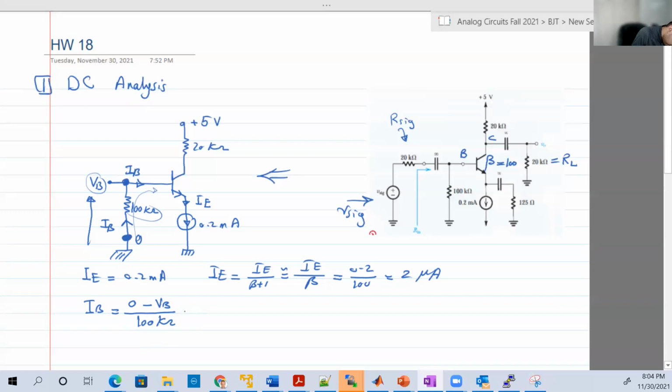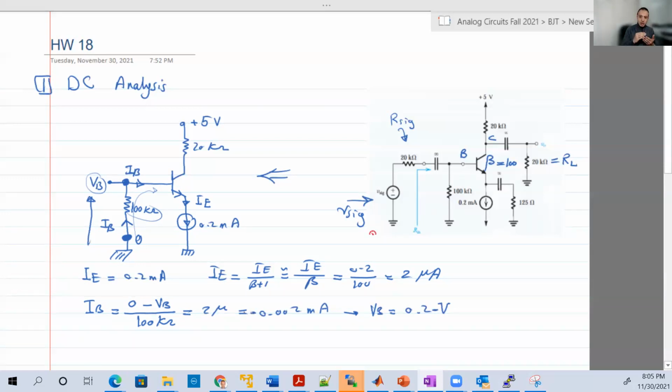This is equal to 2 microamperes, or you can say 0.002 milliamperes, because you're going to multiply the milli by the kilo, so they will cancel each other. So VB is equal to 0.002 milli multiplied by 100, so that will be 0.2 volt. Or minus, I'm sorry, minus 0.2 volt.